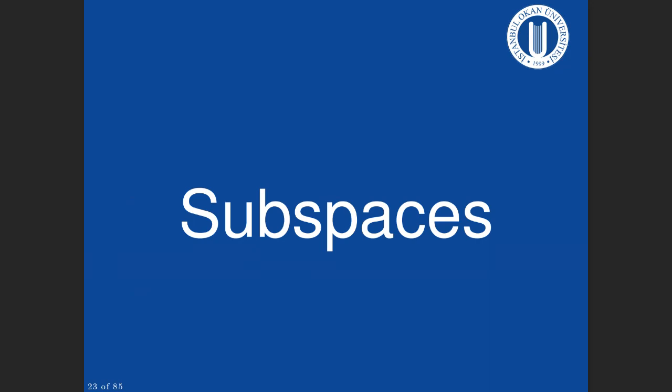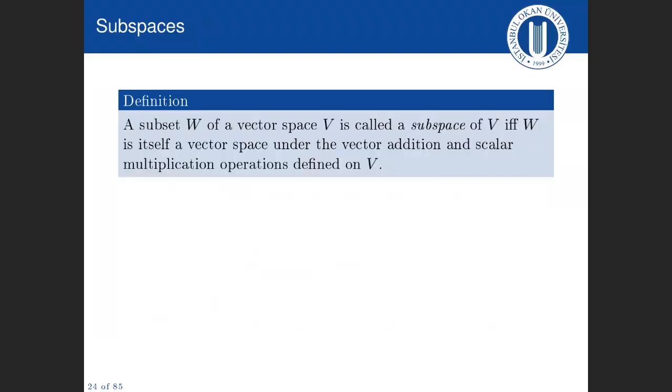Next, let's talk about subspaces. A subset W of a vector space V is called a subspace of V if and only if W is itself a vector space under the same vector addition and scalar multiplication operations that we used on V.